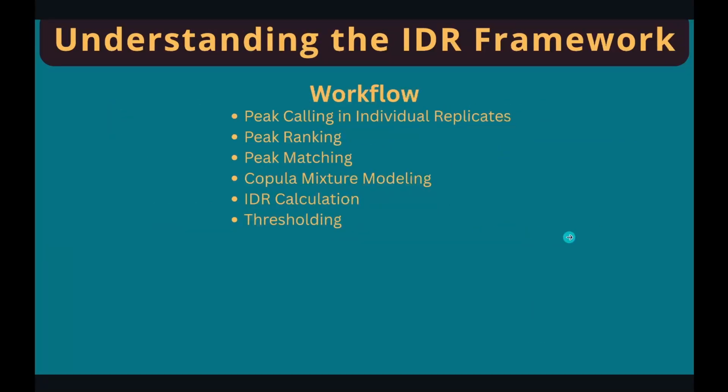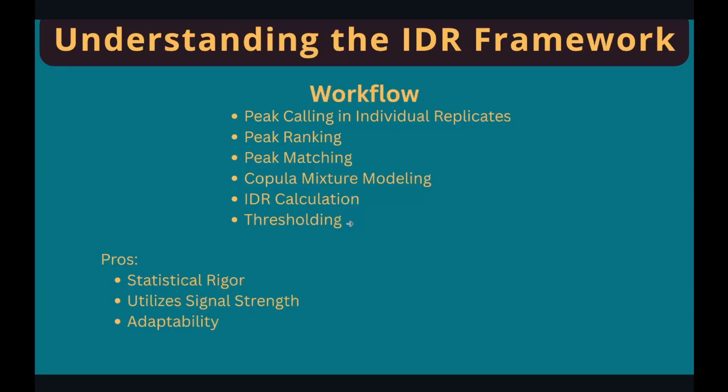A better way is to use the IDR framework, the Irreproducible Discovery Rate framework. Here is the workflow. First, we call the peaks in individual replicates. The algorithm then ranks and matches the peaks between replicates. The paired peaks then go through the Copula mixture model. The IDR scores are then calculated. Thresholds are set based on the IDR scores.